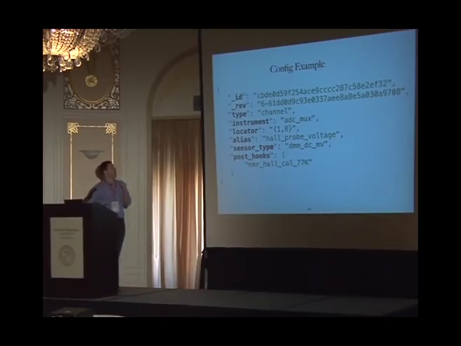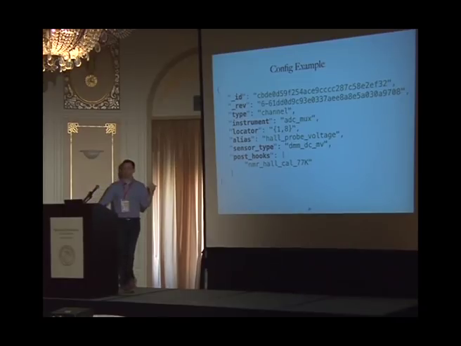So in this one, you'd see that the type is channel. The instrument, which is essentially what instrument this endpoint is attached to, is ADC mux. There's a locator field, which basically translates the high-level name, which is, in this case, Hall probe voltage, that alias field, into something that the instrument can understand. The instrument has no idea that there's a Hall probe attached to it. It knows that on card 1, channel 8, something is attached to it. There's a sensor type, which essentially tells it, are you reading a voltage? Are you reading a current? Are you reading a resistance?